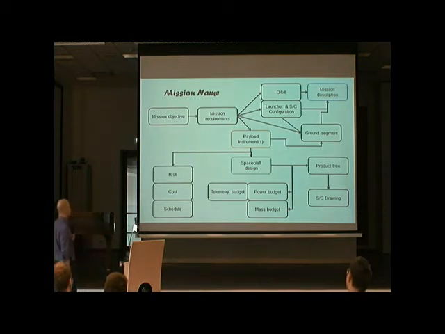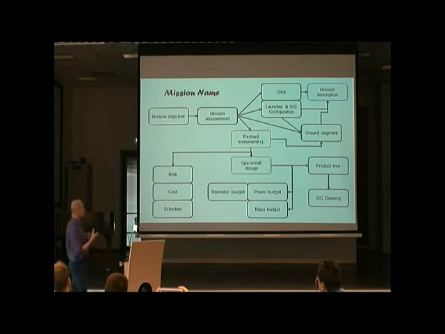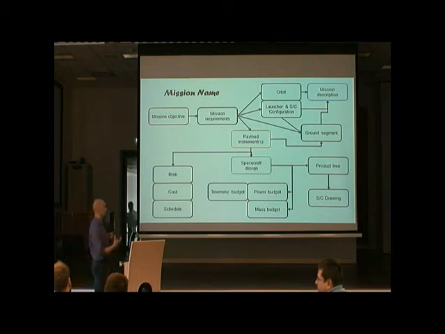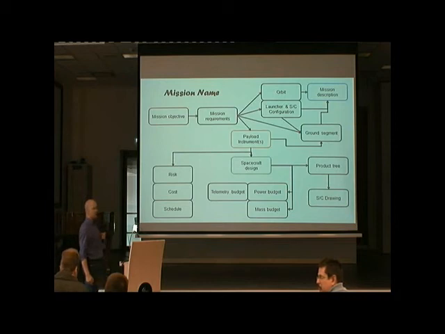So you start with the mission objective, you go to the mission requirements, and from mission requirements you derive your payload, your orbit, your launcher, your ground segment, and end up with a mission description. And from payload, you also go to your spacecraft design. Now you have very heavy restrictions because you are working with CubeSat. Your size is very limited. You cannot go bigger.